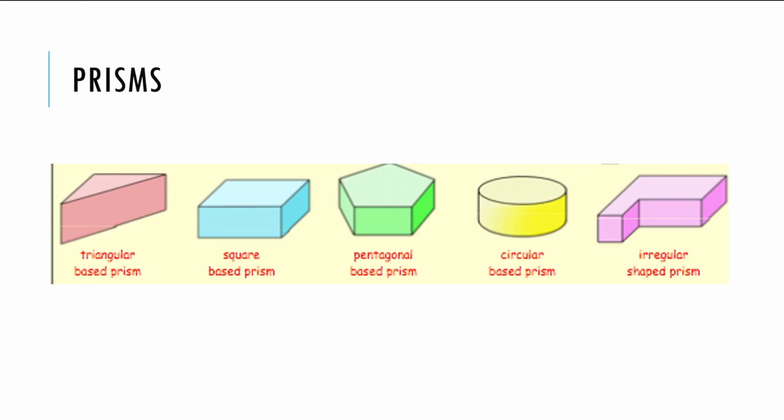Some other types of prisms we've got is the square-based prism, which we call a cuboid. We've got the pentagonal-based prism, circular-based prism, which we might call a cylinder, and an irregular shaped prism. We can see that its base shape is made up of two rectangles put together, but it is still a prism. Okay, so calculating the volume of any prism.